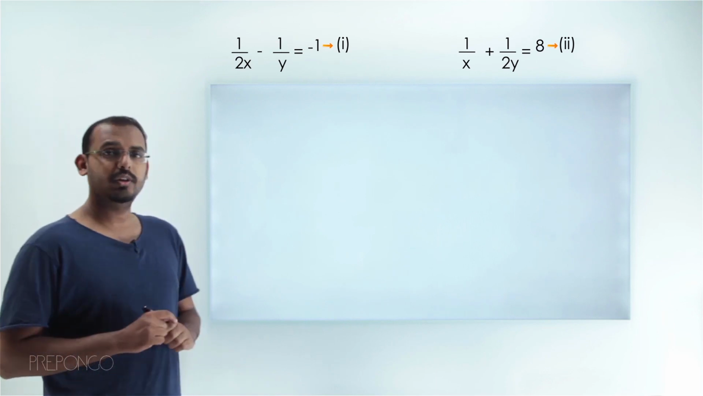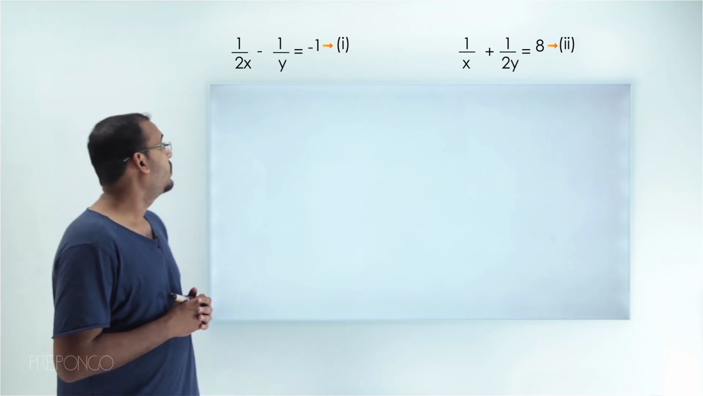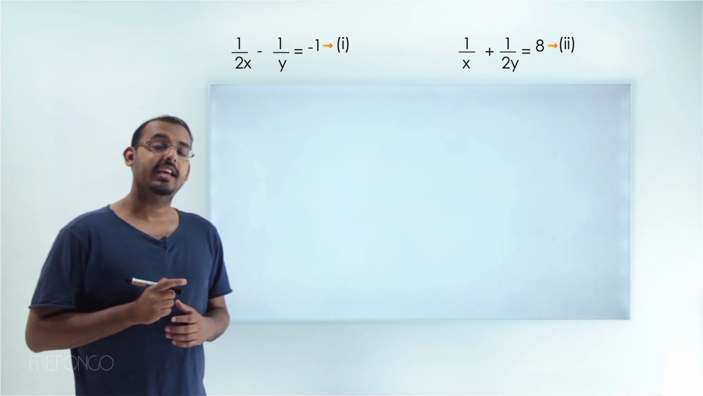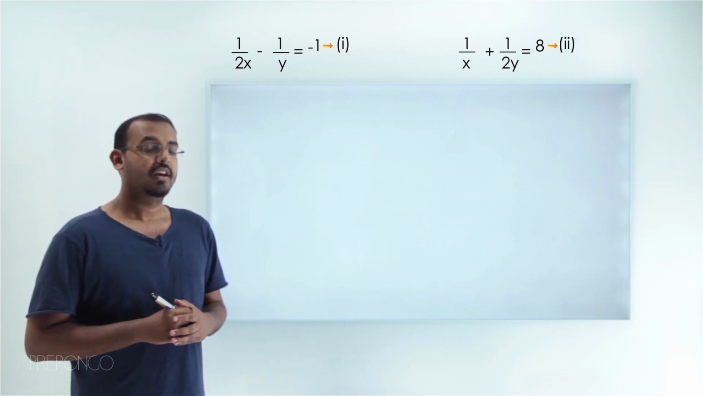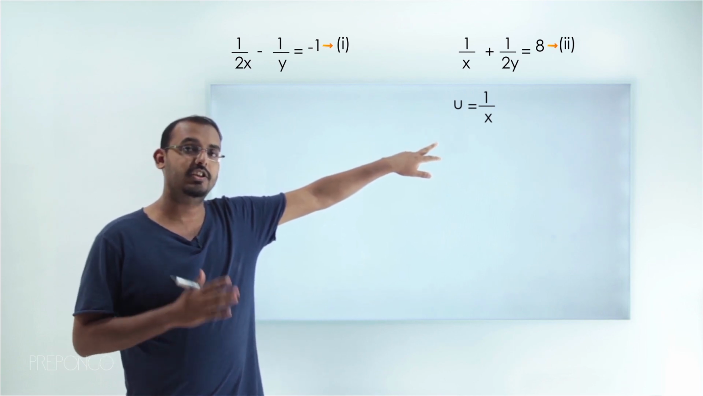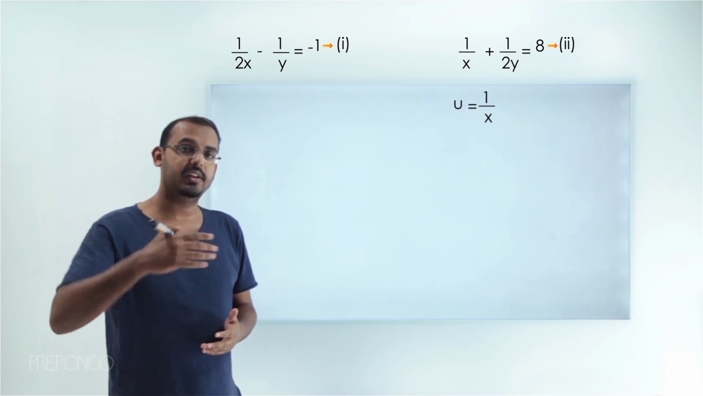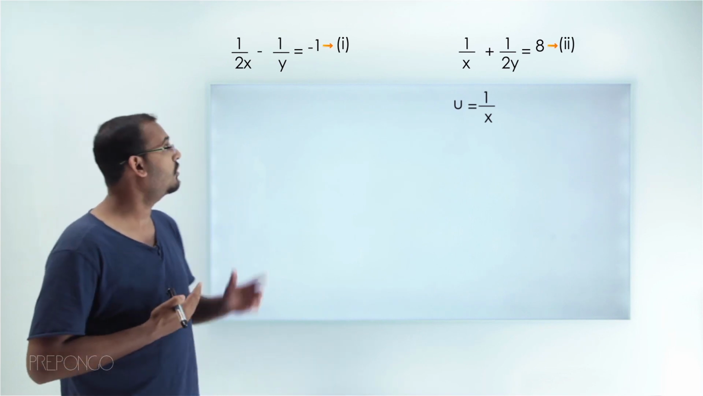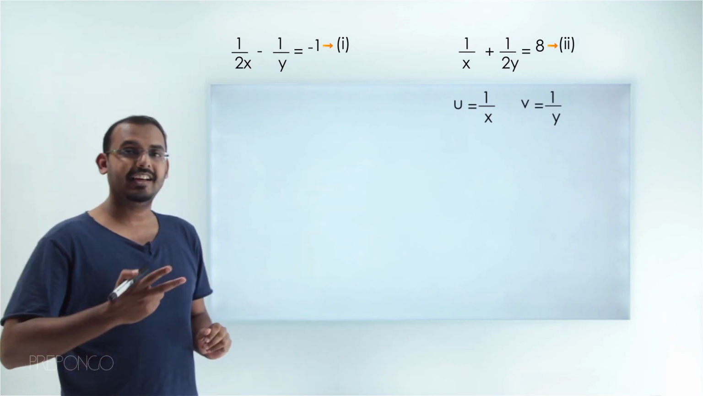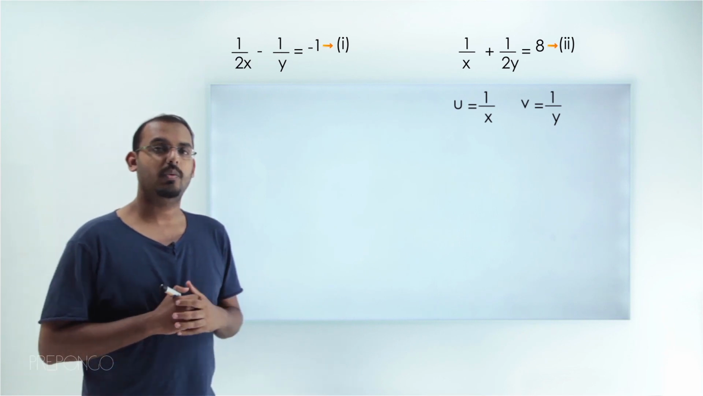So what we can do here is in the place of 1 by x, we can substitute another variable, and in the place of 1 by y, we can substitute another variable, right? So we'll assume that the first variable that we take is u, which is equal to 1 by x. And the second variable that we'll take is v, which is equal to 1 by y.